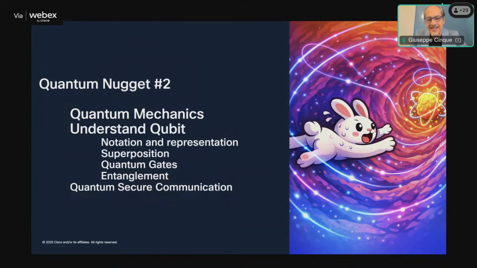Now we are going to go deeper, and we are going to get into the rabbit hole, searching for these quantum nuggets, starting from quantum mechanics for then understanding what qubits are. And I will use some interactive tools that I've developed for this session to demonstrate some concepts. In particular, the concept of superposition, the concept of quantum gates, and at the end, the concept of entanglement.